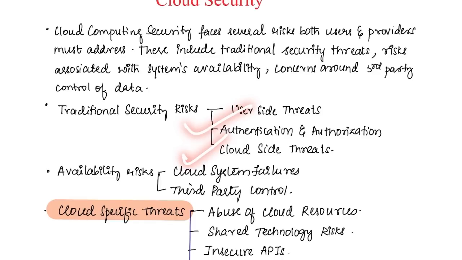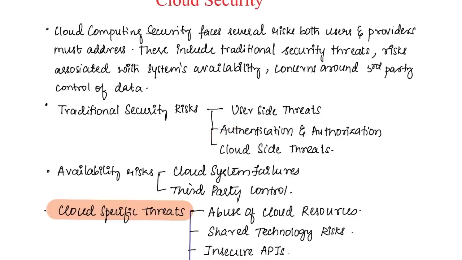Then we have cloud side threats. We spoke from the user perspective and from the cloud provider's perspective. Now we'll speak from the cloud side perspective. Cloud services are vulnerable to traditional attacks like phishing, SQL injection and cross-site scripting. Virtualization also adds to this complexity because you're sharing the resources, and they can be exploited or used by someone who is not supposed to use them. So again, there is a threat from the cloud side also.